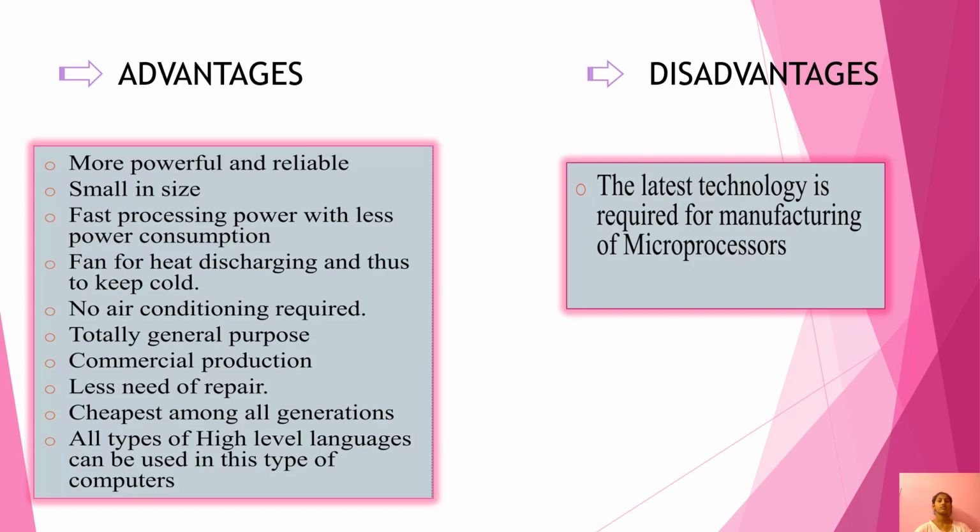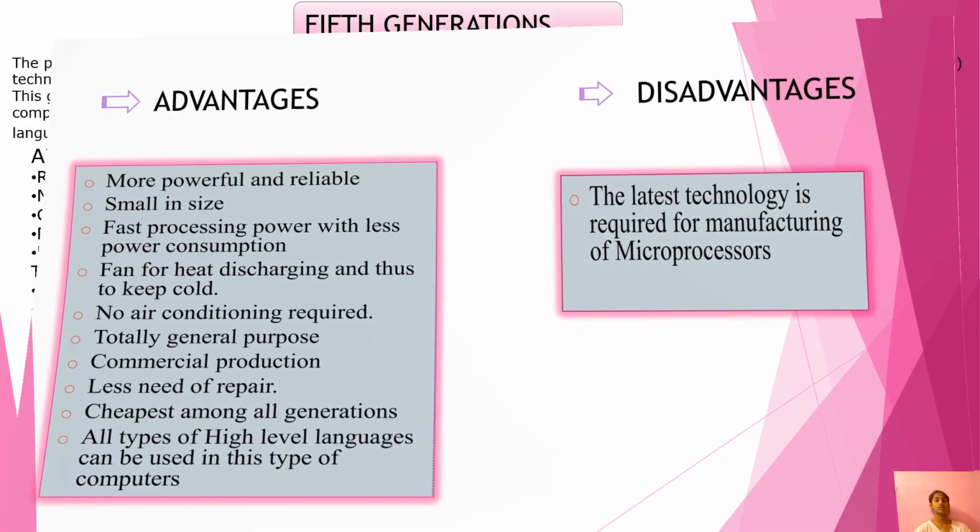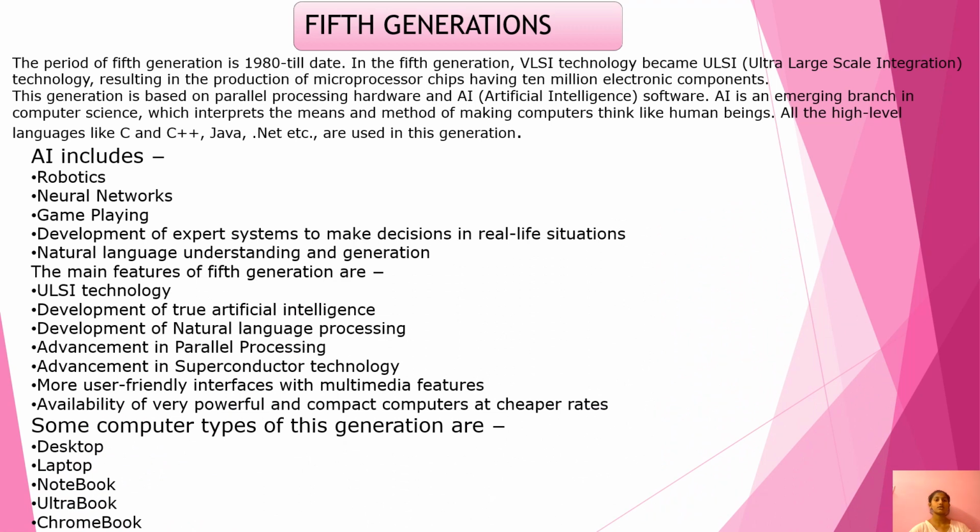So let's come to the fifth generation, that is the last generation. The period of fifth generation is 1980 till date. In the fifth generation, VLSI technology became ULSI, ultra large scale integration technology, resulting in the production of microprocessor chips having 10 million electronic components. This generation is based on parallel processing hardware and artificial intelligence software.